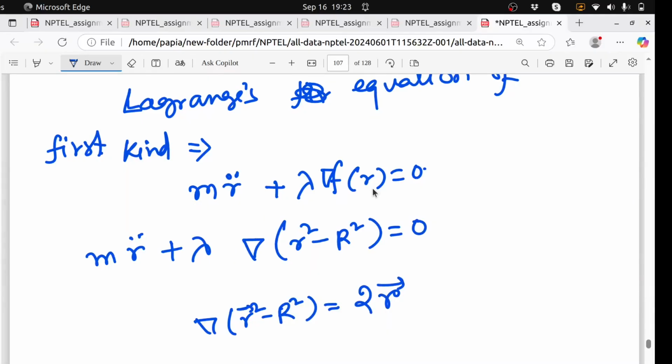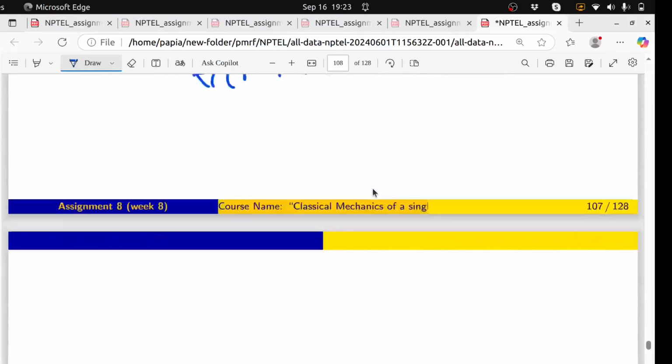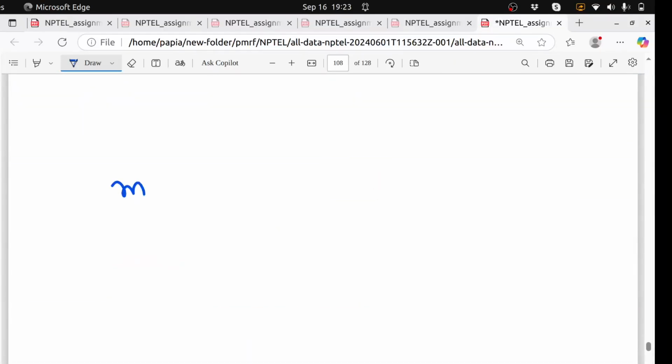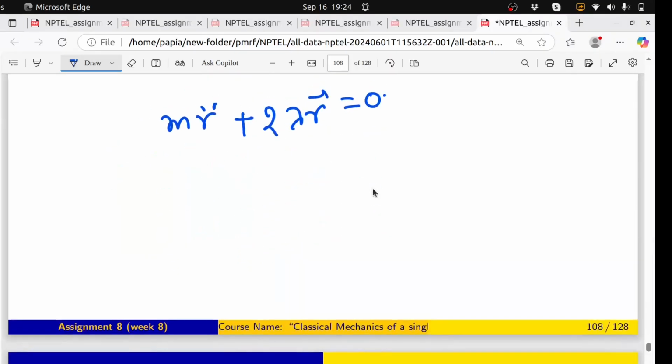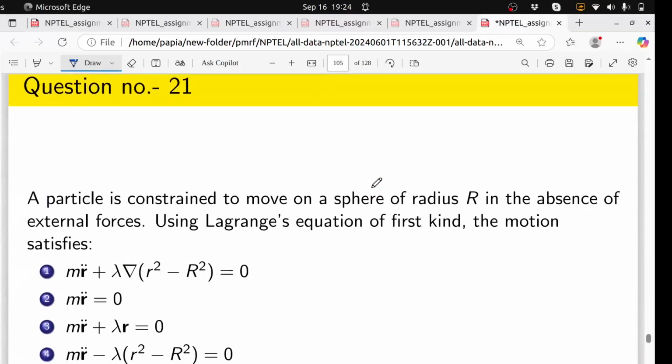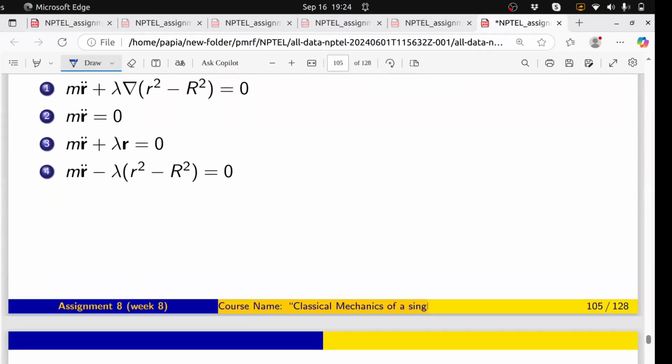So the answer is m r double dot plus lambda 2r is equals to 0. So m r double dot plus 2 lambda r vector is equals to 0. Now, maybe we can go for the option first. Yes. So what we got, m r double dot plus 2 lambda r equals to 0.